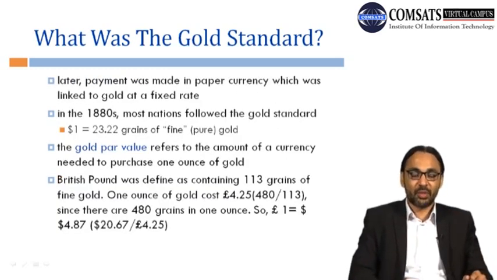Okay, later payment was made in paper currency, which was linked to gold at a fixed rate. In the 1880s, most nations followed the gold standard, and according to this, $1 was 23.22 grains of fine pure gold. That was determined. Gold par value refers to the amount of a currency needed to purchase 1 ounce of gold. This is the basic thing.